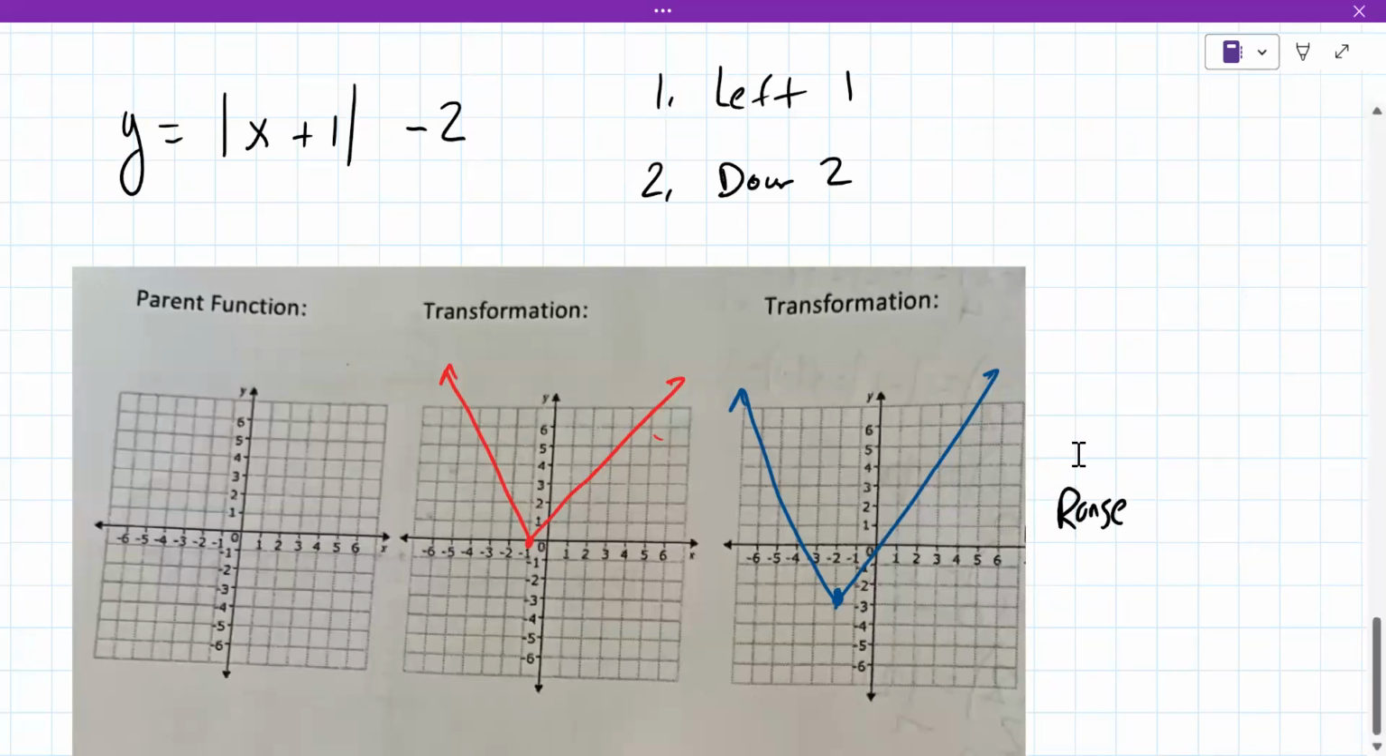y is greater than or equal to -2. Yes. Very good.